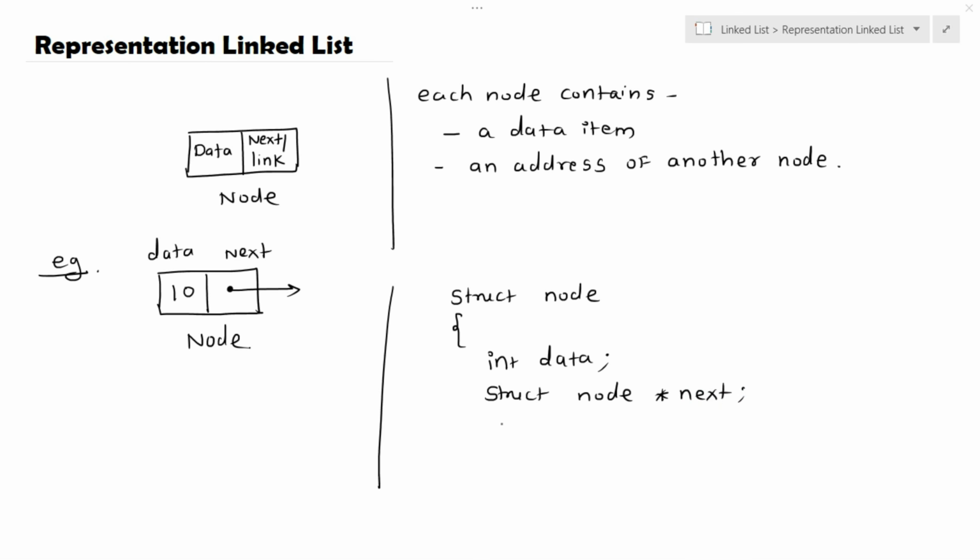Star next means it is a pointer variable, so we use star. And what is a pointer? A pointer is a variable that stores the address of another variable. So here next is a pointer variable which stores the address of the next node. Close the curly bracket and end with a semicolon. So in this way we can write the code for the above node of a linked list. Here each struct node has a data item and a pointer variable to another struct node.